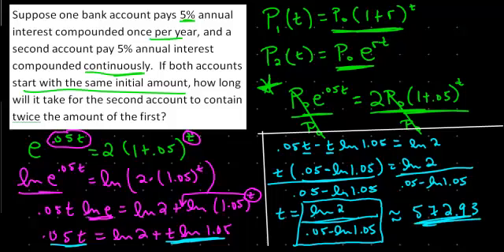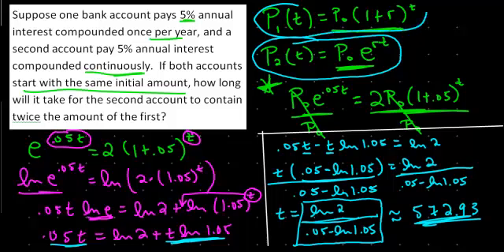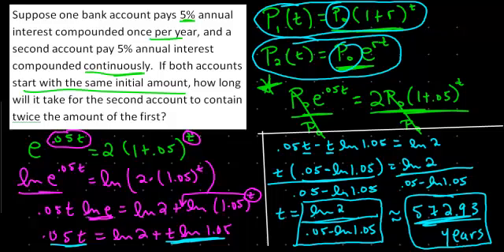So we were solving for T, which is the number of years that it was going to take for this account compounded continuously to equal twice this account compounded once per year if we put in the same initial amount P naught. So notice that the P naught canceled out, so it didn't matter whether you put in $5 or 5,000 or 100,000. It's going to take 572.93 years for the account compounded continuously to equal twice the account where we are compounding once per year.